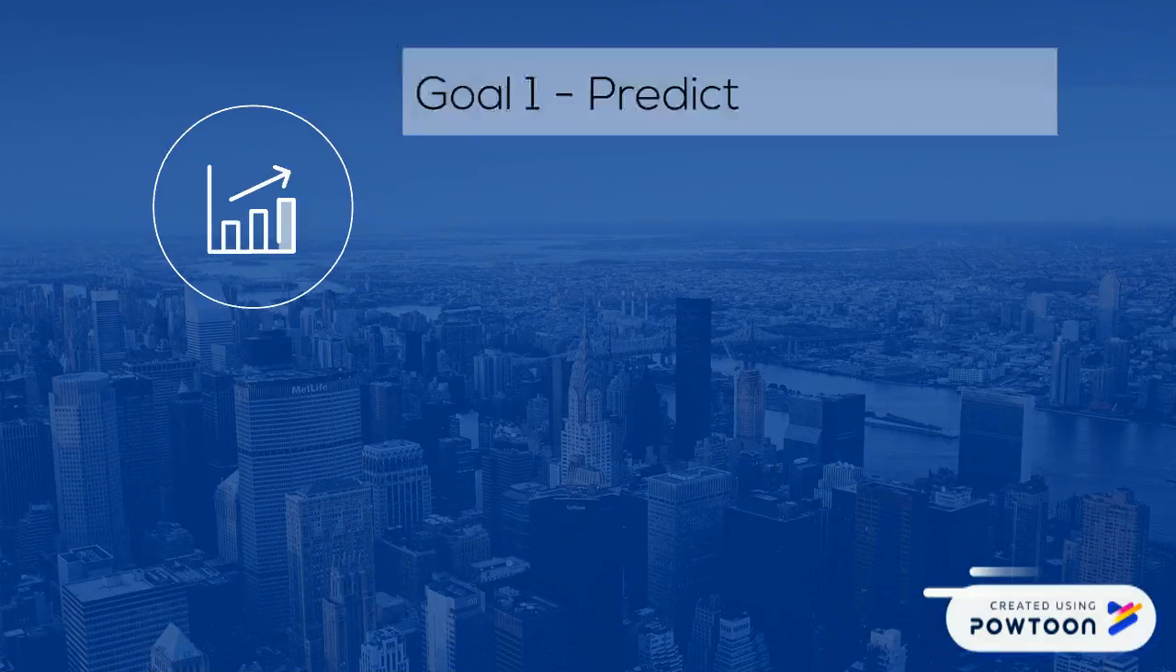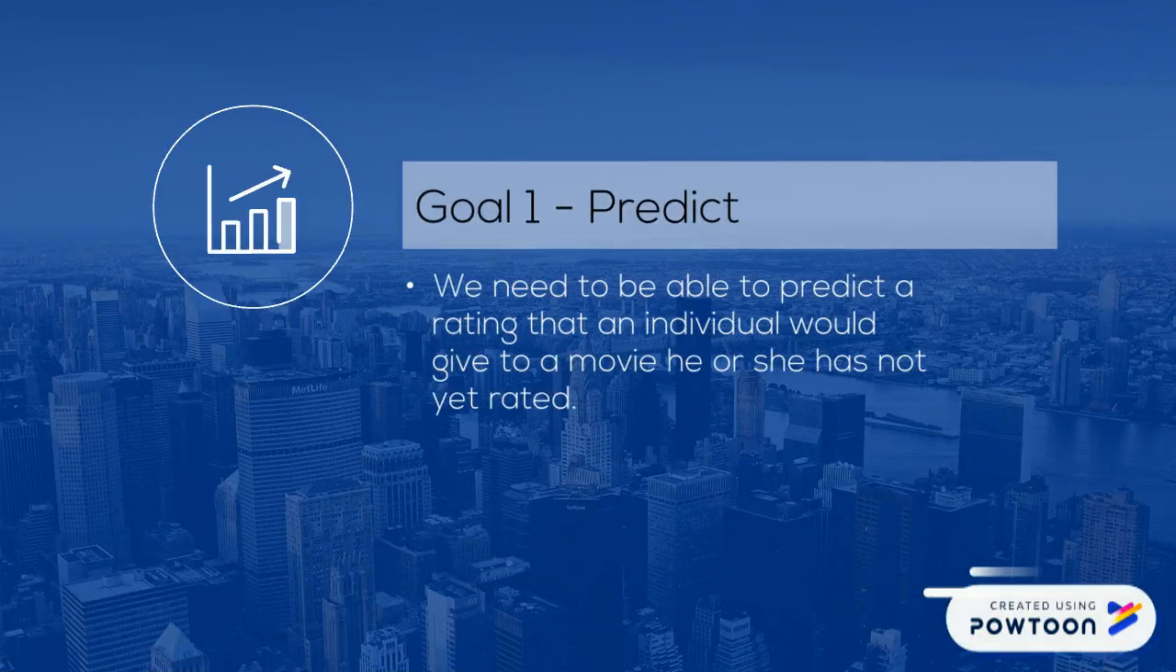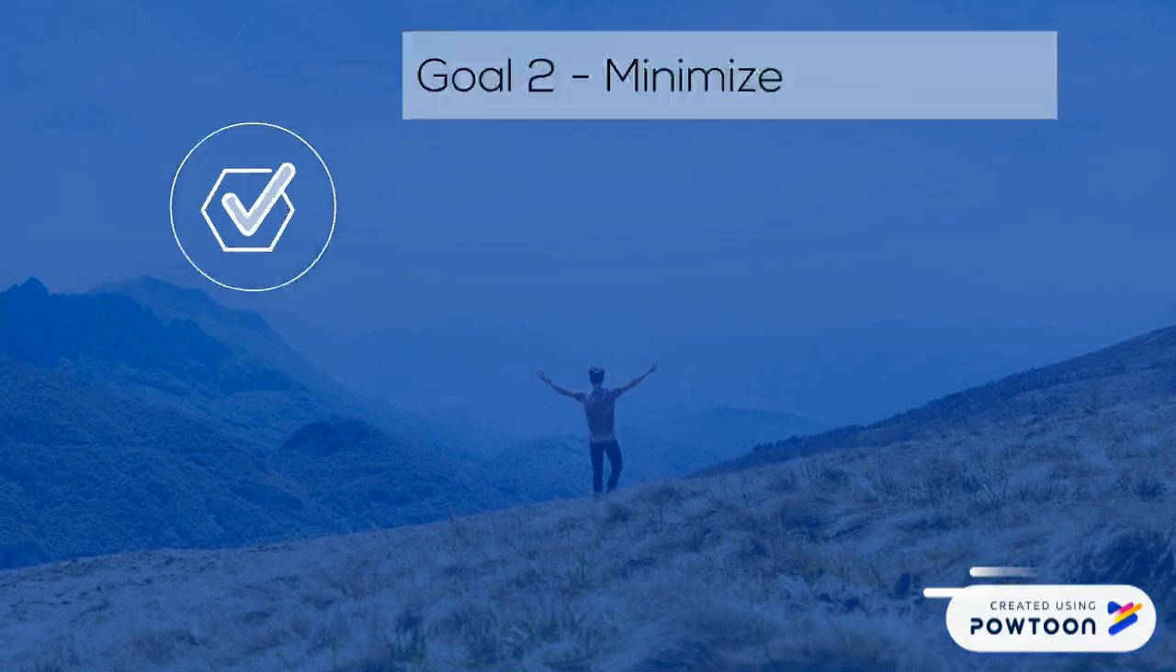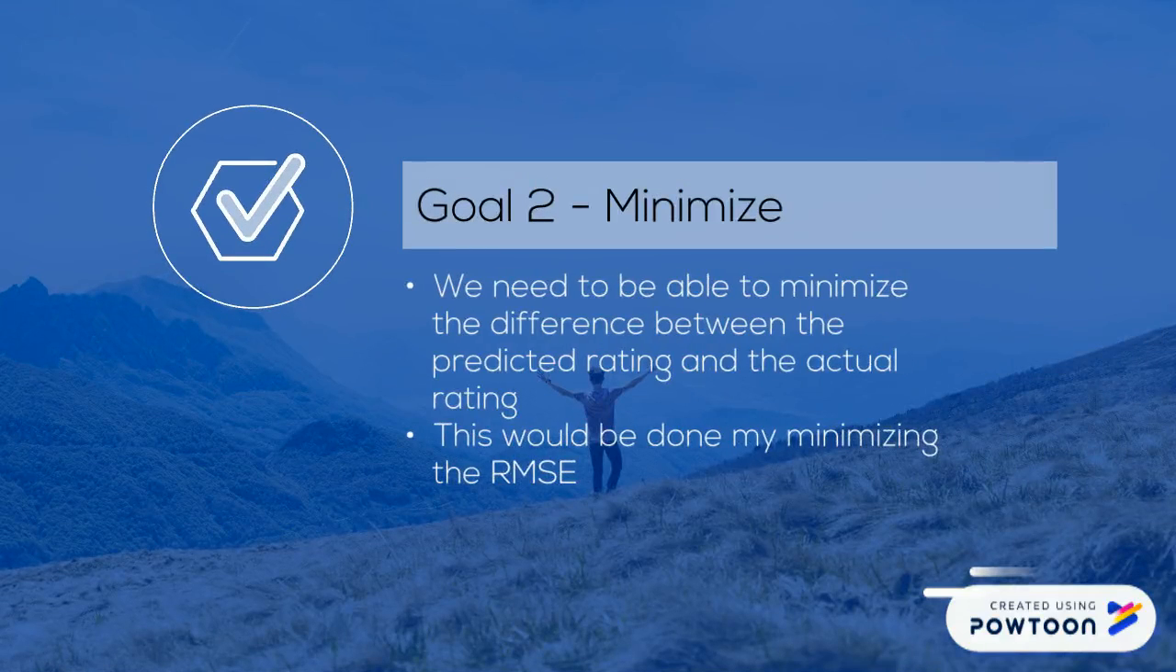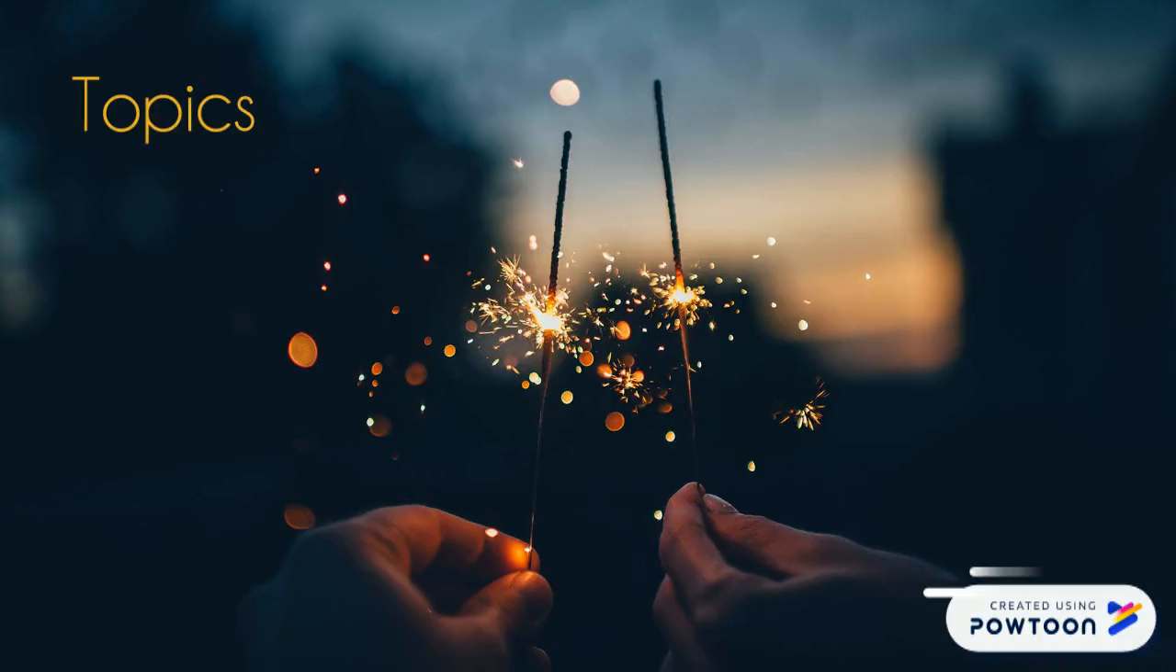This is just a reiteration from the last slide. We want to be able to predict the rating an individual will give to a movie he or she has not yet rated, and that's our first goal. This is again a reiteration. We need to be able to minimize the difference between the predicted rating and the actual rating. Initially, I was planning on using RMSE and MAPE scores, but I couldn't really understand how to use MAPE scores properly, so I am just sticking with RMSE scores.